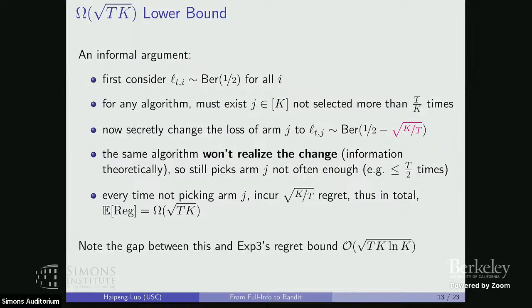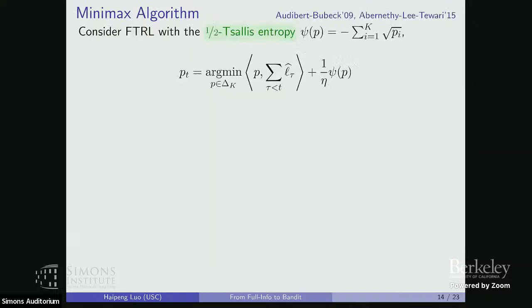Now, obviously, the natural question is that there's a gap between the lower bound and the EXP3 upper bound, a gap of root log K. So which one is tight? It turns out that the lower bound is tight, meaning that you can improve the algorithm. Here's the algorithm. We're going to use FTRL again.